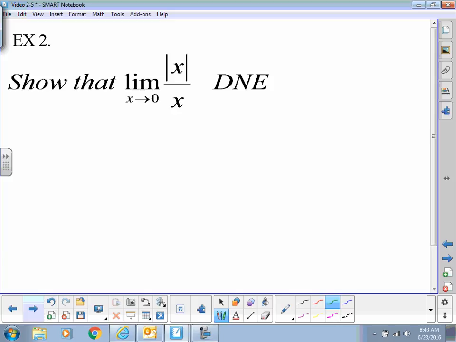So now we're going to do the limit as x approaches 0 of absolute value of x over x. Well, we're going to use, again, the fact that we want to think of absolute value of x as a piecewise function. So when we look at x approaches 0 from the left, we're really going to be working with negative x over x, because that's what absolute value of x was when we came from the left. And when we work with x from the right, we're really going to be looking at positive x over x.